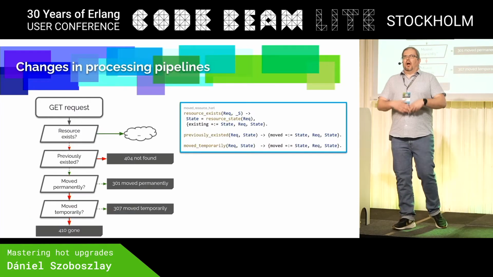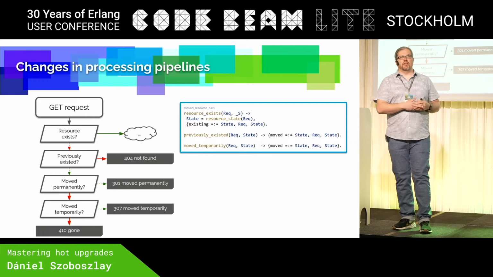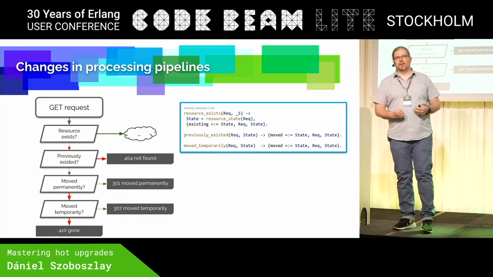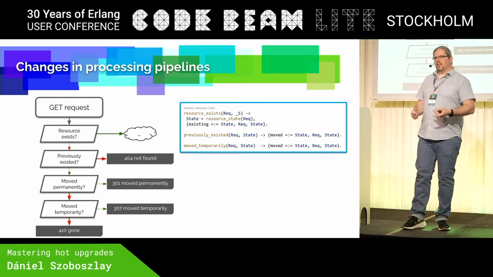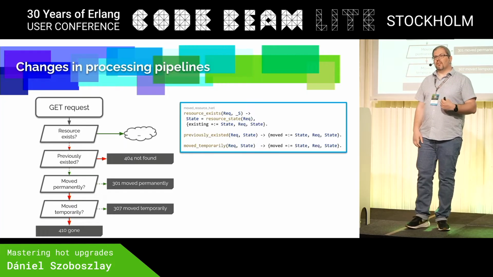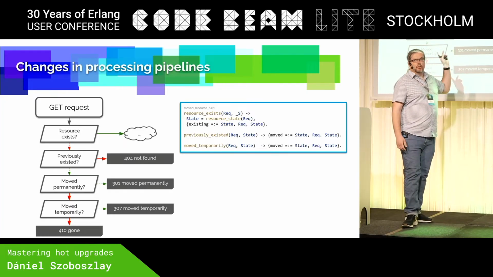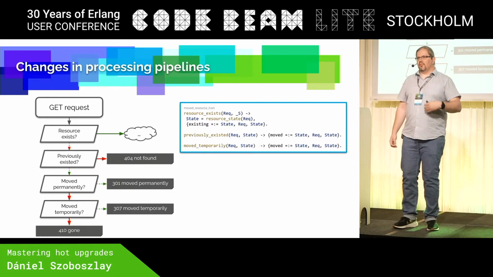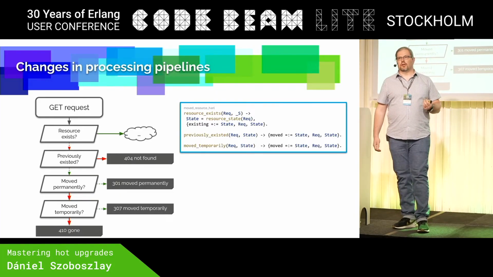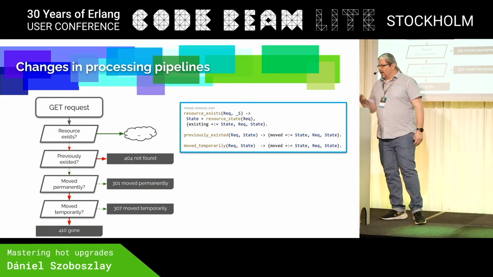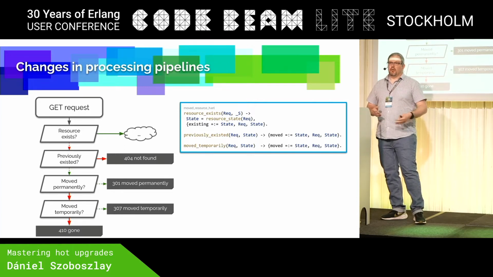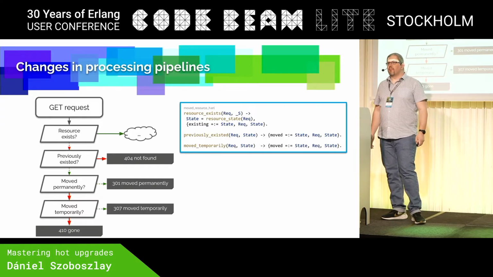Right. Another kind of problem is what can happen with changes in processing pipelines, and I think this is best explained via an example, being a REST handler for Cowboy. A Cowboy REST handler is a module that implements a bunch of optional callbacks, and Cowboy follows this flowchart and calls these callbacks until it figures out what response to send to the caller. In our example, we want to sometimes send 307 move temporarily responses. So we had to implement here the resource exists, previously existed, and move temporarily callbacks. We didn't have to implement move permanently because we can just go with the default value of false.